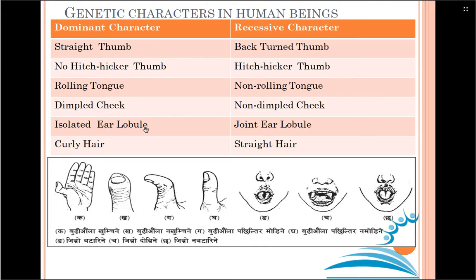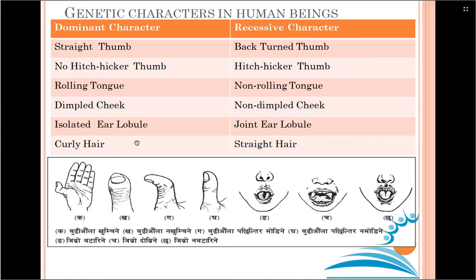Isolated ear lobule means at the end of your ear you'll find one small piece of ear hanging down, that is called the ear lobule. Many people have it separated, like in Buddha. If you see a statue of Buddha, the Buddha has got a long ear lobule. That kind of ear lobule is called isolated. But in few humans they have joint ear lobule, that's why it is called a recessive character.